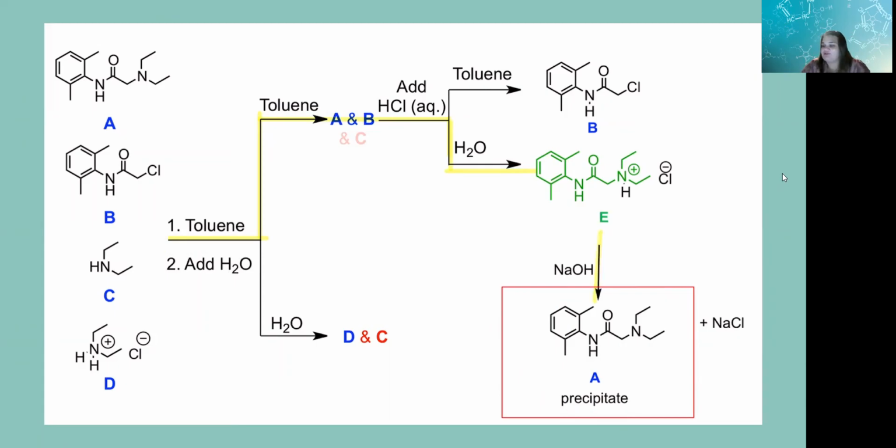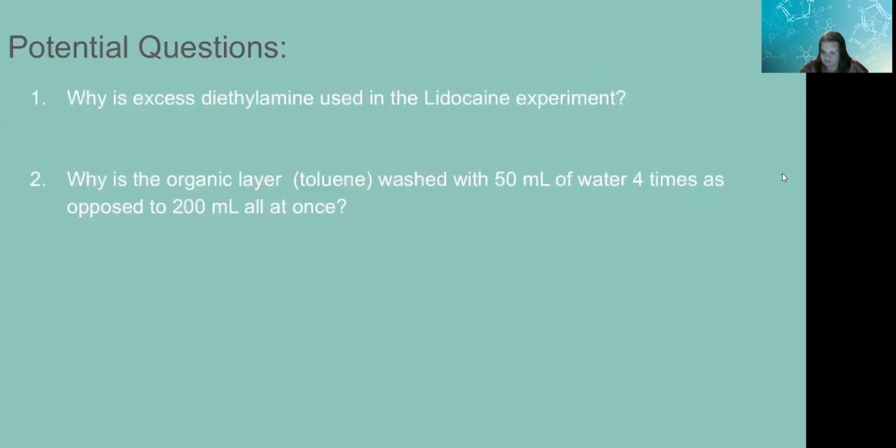All right. Let's do some questions. Why is excess diethylamine used in the lidocaine experiment? This was from your lecture, so I definitely wanted to go over it just a bit. So we used excess diethylamine. Like I said, we used 3 moles for every 1 mole of the other. The reason we use this is we need the excess base to neutralize HCl and prevent multiple alkylations.